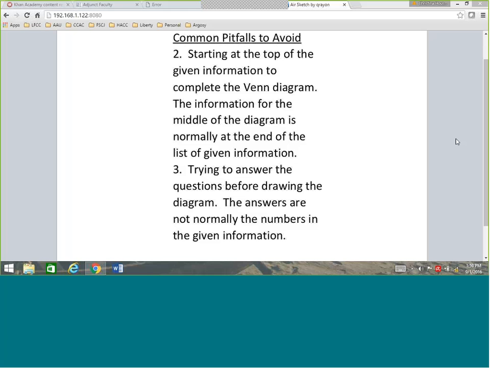Then start in the middle of your diagram and work your way out, starting at the bottom of the given information, working your way up. Fill in the diagram before you even look at the questions. Don't even look at the questions until you have your diagram done. And then you look at the diagram to answer the questions. Doing it any other way is just really hard.